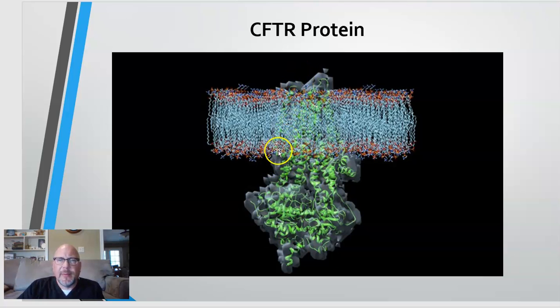And this shows an example of the protein itself sitting in and through a cell membrane, the phospholipid bilayer. And this is an ion channel protein, specifically for chloride ions. And so this is responsible for either letting chloride ions out or absorbing them back into the cell. And when there's a defect in this, that can cause some problems.